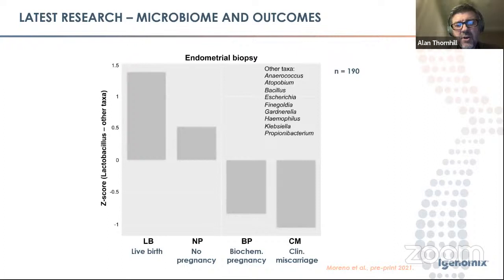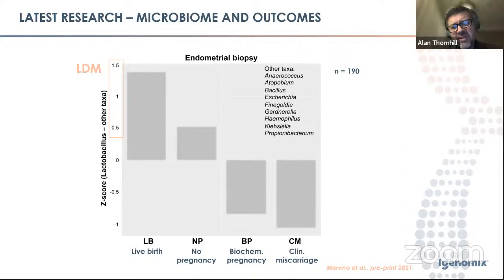So lactobacillus on the left-hand side, this -1 to 1.5, the numbers are irrelevant. But if you start from 0 in the middle there, anything that's above 0 means you're lactobacillus dominant, and anything below 0 means you're non-lactobacillus dominant. And as you can see, there's a massive tendency to have a live birth or no pregnancy.